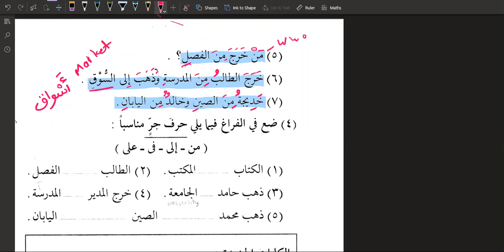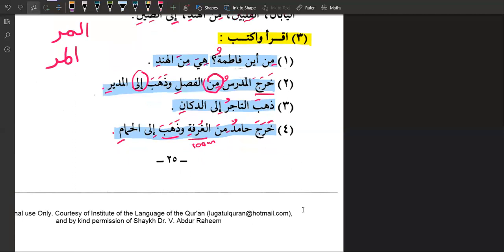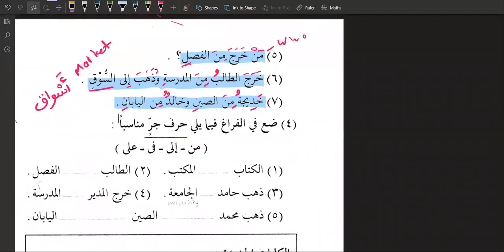Now let's quickly read them again. من أين فاطمة؟ هي من الهند. خرج المدرس من الفصل وذهب إلى المدير. ذهب التاجر إلى الدكان. خرج حامد من الغرفة وذهب إلى الحمام. من خرج من الفصل؟ خرج الطالب من المدرسة وذهب إلى السوق. خديجة من الصين وخالد من اليابان. جيد. ممتاز.